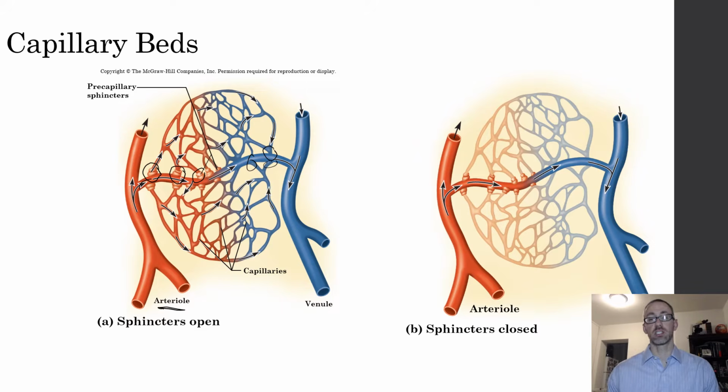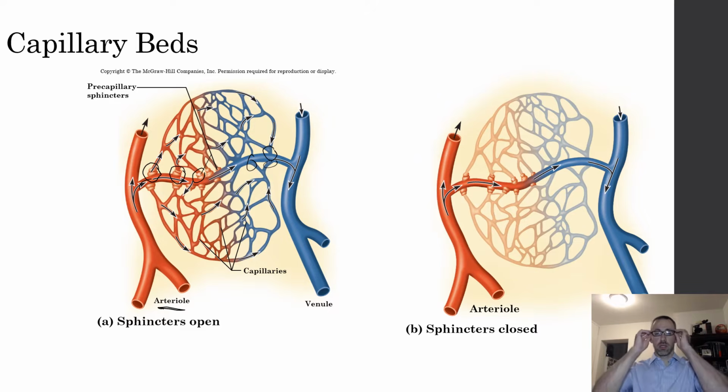So if you're exercising, your skeletal muscle is more metabolically active, which means it's building up more CO2 and lactic acid, but it's also demanding more oxygen and nutrients like glucose. So therefore, it's got to increase its blood flow. But at rest, it didn't need that, so it was able to constrict, which you can see those sphincters are closed in B there, so limiting its flow through the tissue there.